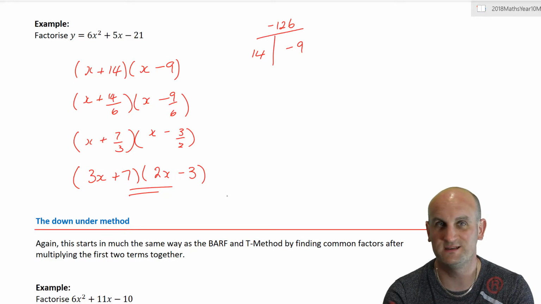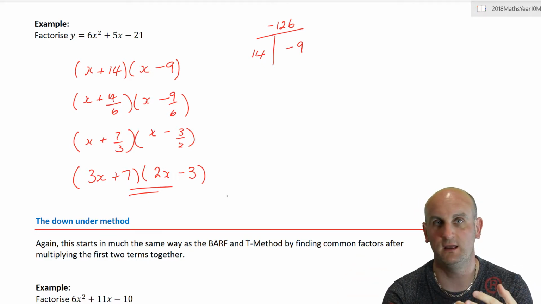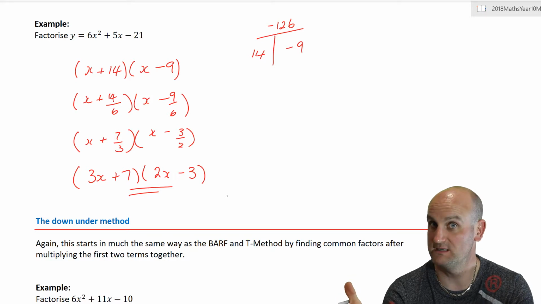If I'm honest with you, this does not make any sense at all. I don't know why I'm doing it. All I know is I'm remembering BARF: brackets, A, reduce and fly. But it seems to work, and it might seem a little bit quicker.